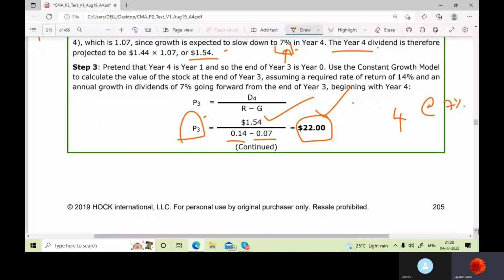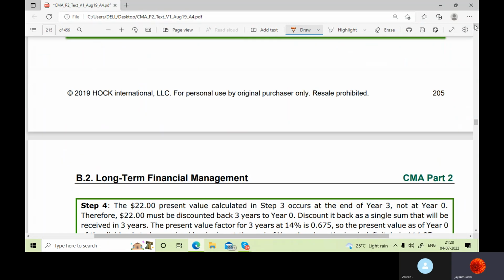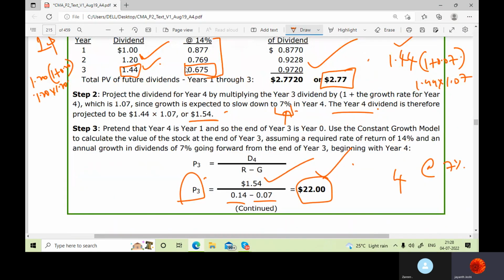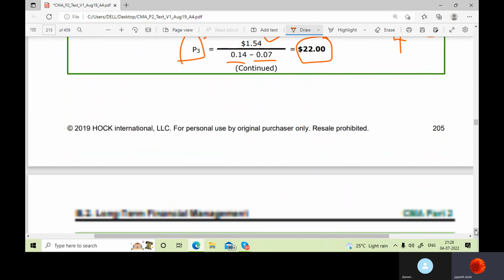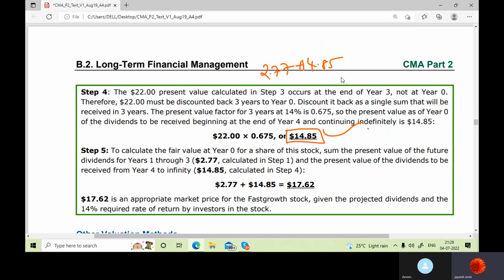We want the stock price as of today. Again you take 22 and discount it for 3 years. You know the third year discount factor is 0.675. Multiply that with this and you get 14.85, the present value of that stock as of today. The present value of the dividends is 2.77. So the market price of the stock will be approximately 17.62. Please do this question.